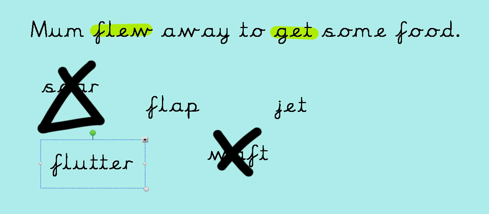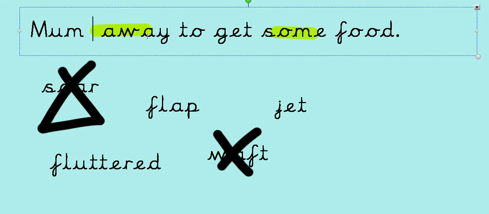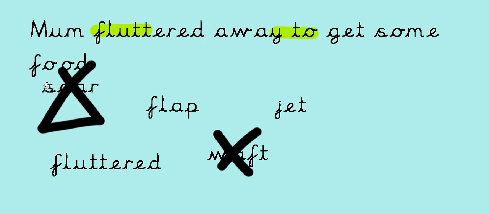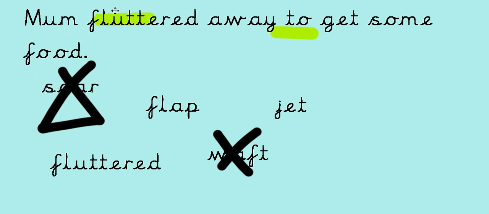Now I've got flutter here and I need to turn it into the past tense. So I'm going to add two letters to the end, e-d, to make that word into the past tense. Today I flutter, yesterday I fluttered. So I'm going to take away my flew and I'm going to add fluttered. Mum fluttered away to get some food. I quite like that. Okay, so I've got an interesting verb here, but I don't have one here.